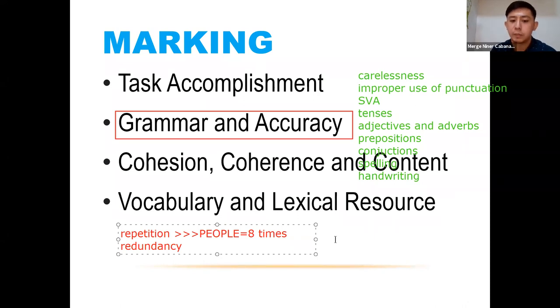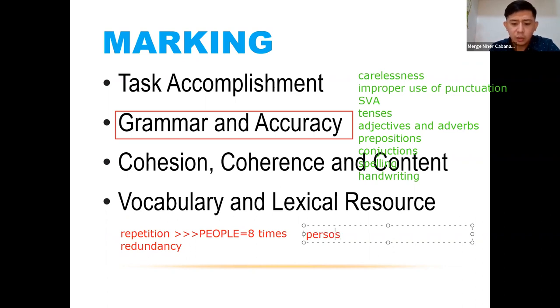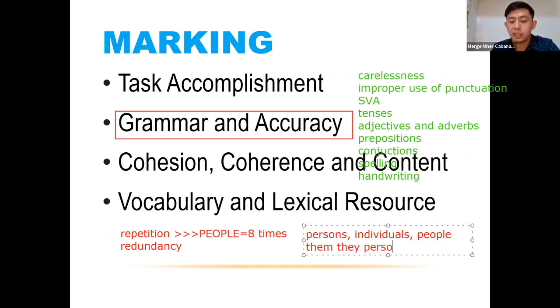You have to use the word persons. I can use persons or individuals. Or I can use the word people again, and then them, and then they, and then persons again. So you have to use various words.